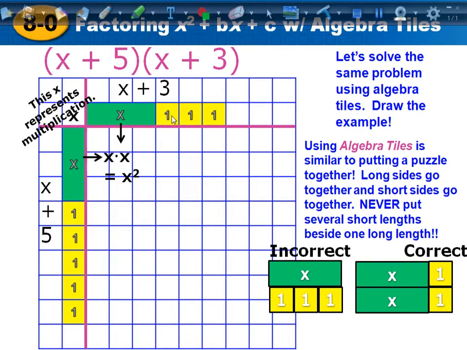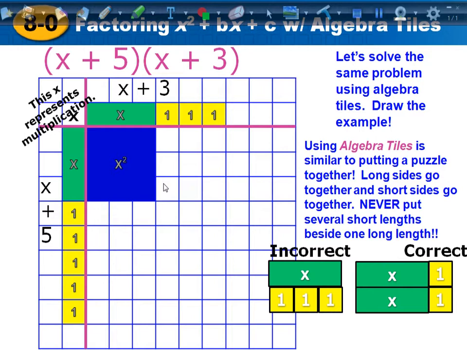Here I have x plus 3 at the top. That's an x piece and 3 unit pieces. On the side, my x plus 5 is an x piece and 5 unit pieces. Then I multiply to get what's on the inside, or my answer. And we say x times x here is x squared, and then I'm going to say x times 1, or 1 times x is 1x.